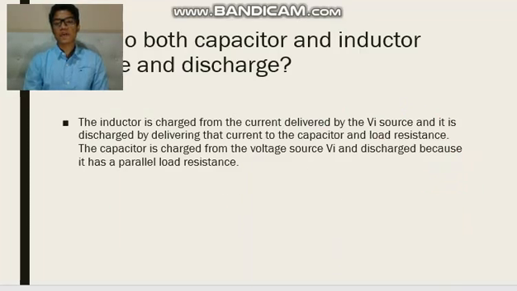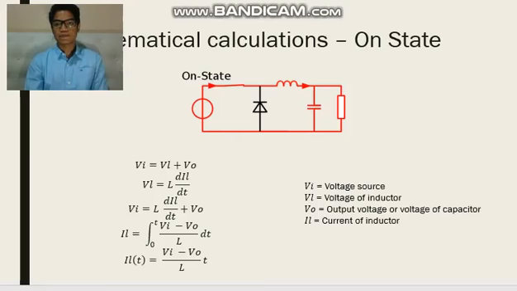When do the capacitor and inductor charge and discharge? Well, the inductor is charged from the current delivered by the Vin source, and it's discharged when this same current passes through the inductor and the load resistance. For the capacitor, we know that it is charged from the voltage source Vin, and it's discharged because it has in parallel the load resistance.